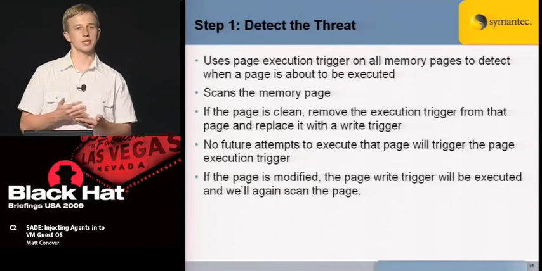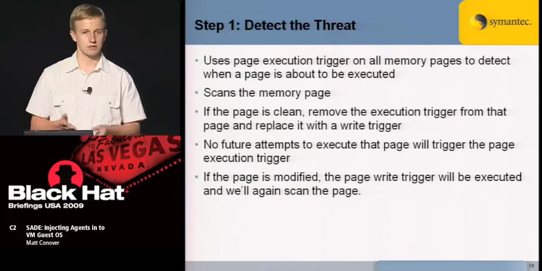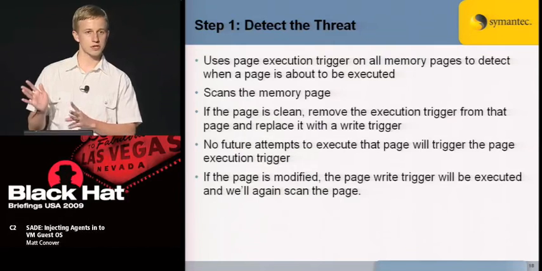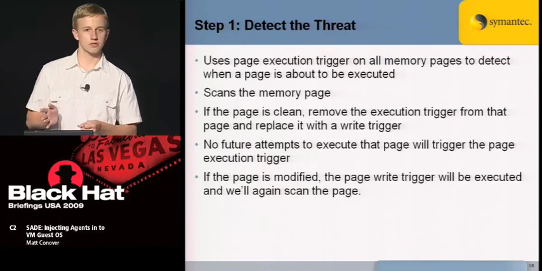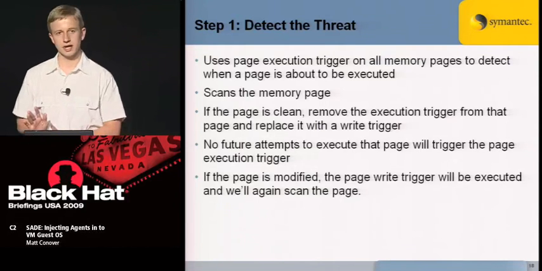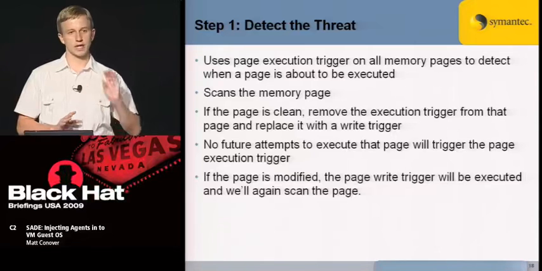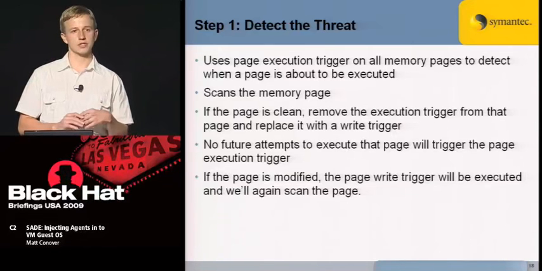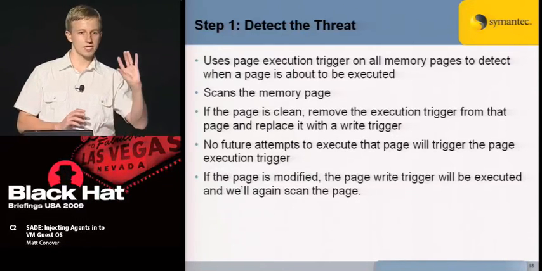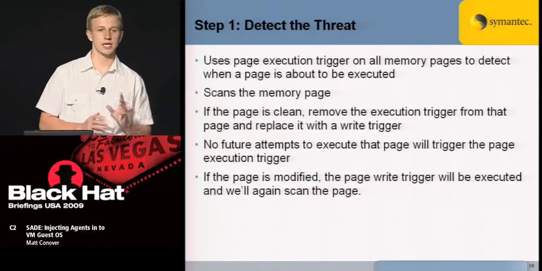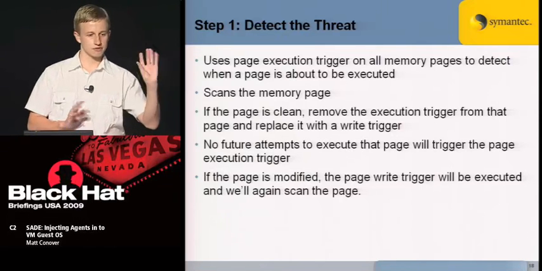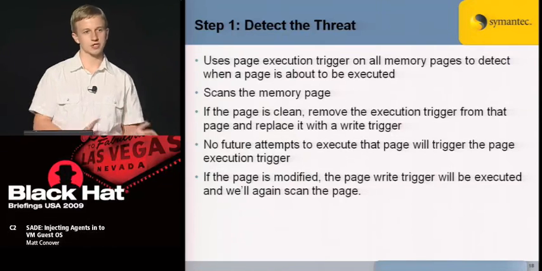Okay, so if the page is clean, we can simply remove that execution trigger. So we do not need to scan the same page twice. So we scan it once, we remove the trigger. Whenever that page runs in the future, we will not scan it. So it's kind of a one-time hit. Now, we do need to add a write trigger, though, so that if the page later changes, then we basically need to scan it again. So in general, if the page doesn't change, we never scan it again.